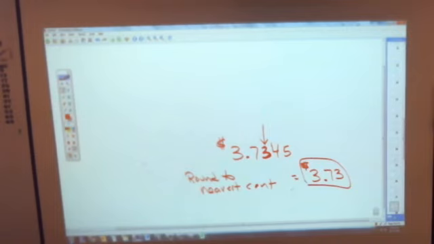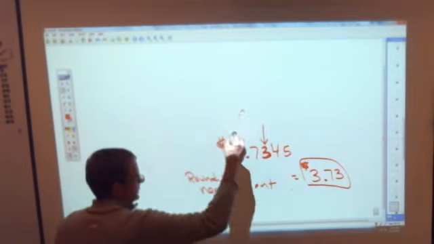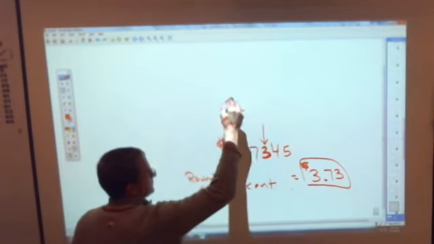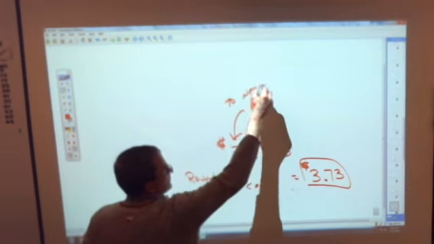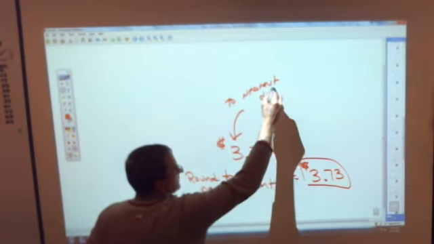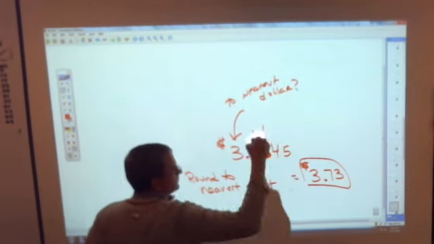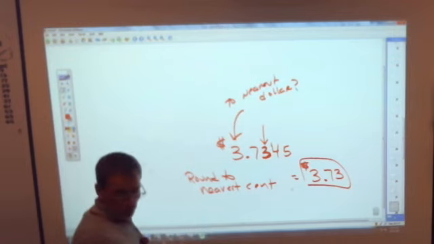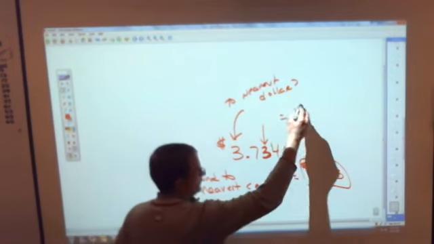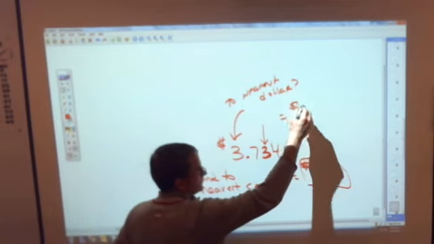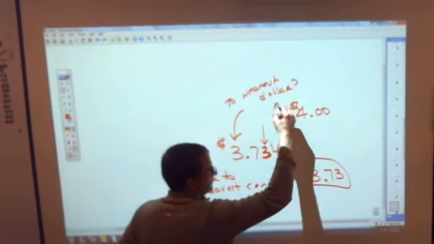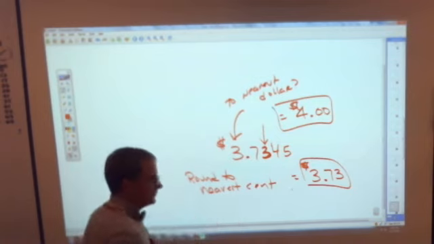Same thing if it said round to the nearest whole dollar. What would this be rounded to the nearest dollar? Tyler? $4. Exactly, it would be $4. And you could put the .00, because we write money with that in there, but round it to the nearest dollar.